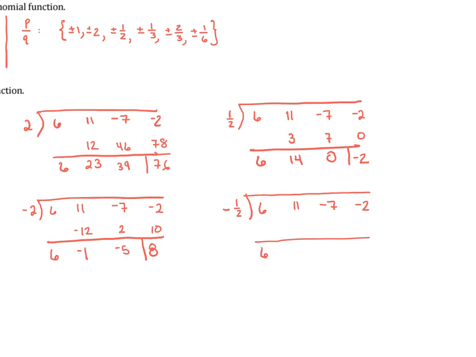Bring down the 6, multiply, add those, and we get 8. That gives us negative 4, and then negative 7 plus negative 4 is negative 11. This gives us positive 11 halves, and that would yield for us negative 2 plus 11 halves, 7 halves. Again, not 0, so negative 1/2 is not a 0. So let's move on. That's 1/2 and negative 1/2. Let's look at 1/3.